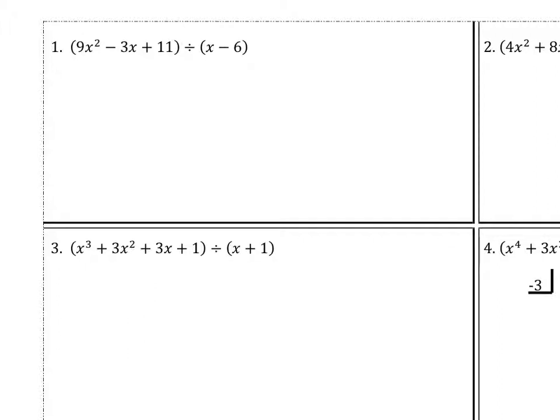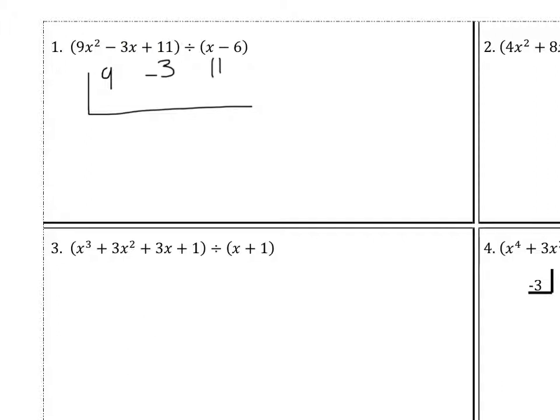So how do you set it up? We're going to start by looking at the dividend, and first of all, we're going to check, are they in descending order of power? This is a power 2, this is a power 1, and this is a power 0 since it's a constant. So we're going to draw a line like that, and we're going to take the coefficients in order. So we're going to take 9, then negative 3, and then 11.